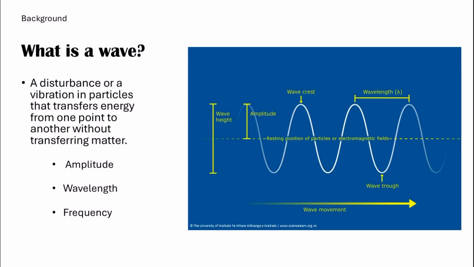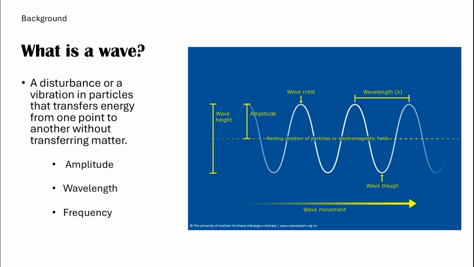So, what is a wave? A wave is a disturbance or vibration in particles that carries energy from one place to another without moving the matter itself. There are three key properties to remember when we talk about waves. One is amplitude. This is how high or strong the wave is. It shows the energy of the wave. Two, wavelength. This is the distance between two wave crests or peaks. It tells us how long one full wave cycle is. Three, frequency. This tells us how many waves pass a point in a certain amount of time.